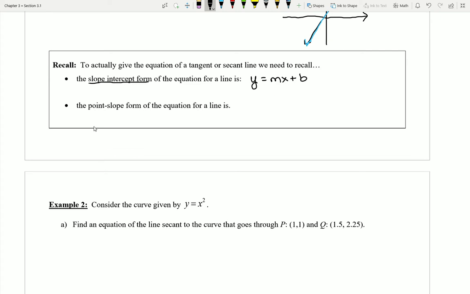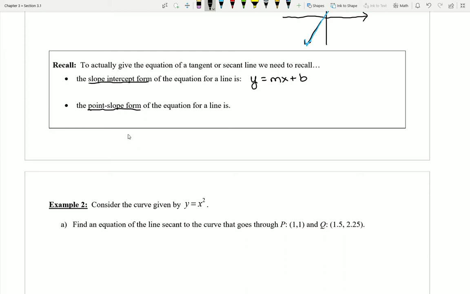So you can also see here that we had another form, one that was told to us a long time ago, but chances are we've forgotten about. It was point slope form. Now, point slope form, you can probably imagine what it requires in order to write its equation. We need a point and a slope.